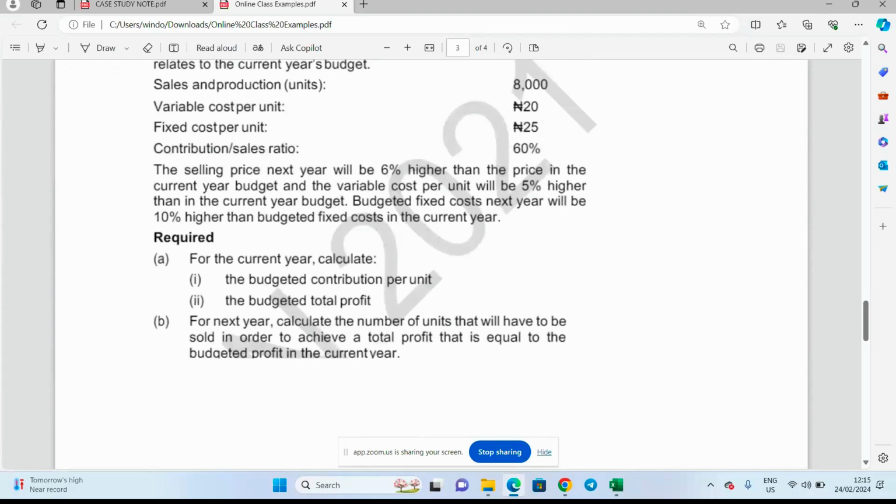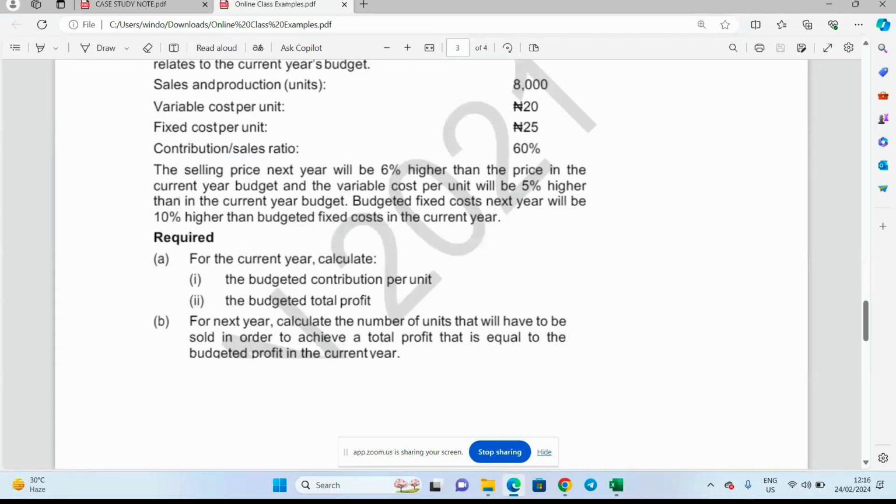For next year, calculate the number of units that have to be sold in order to achieve a total profit that is equal to the budgeted profit in the current year. And they told us that the selling price next year will be 6% higher. How much is the selling price this year? Selling price this year is 50 naira. If it is 6% higher, how much will it be? 53 naira. Thank you. That's for selling price.